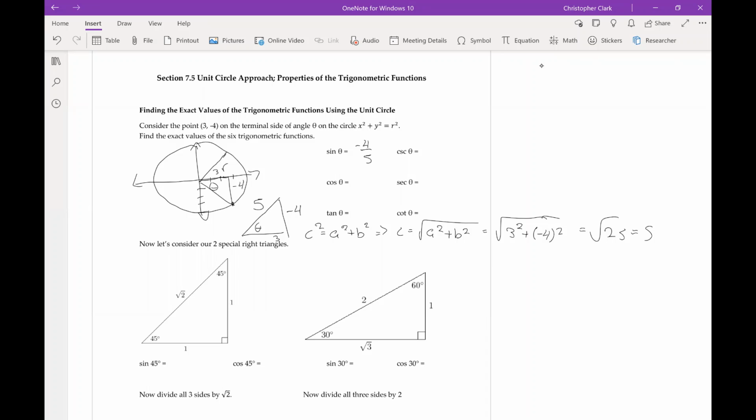Cosine is the adjacent over the hypotenuse, so 3 over 5. Tangent is the opposite over the adjacent, so -4 over 3. Cosecant is 1 over sine, so -5/4. Secant is 1 over cosine, so 5/3. Cotangent is 1 over tangent, so -4/3. Oh, excuse me, -3/4.